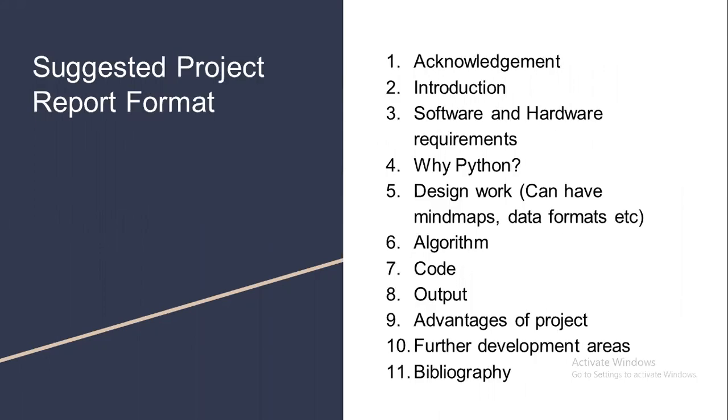Okay, next one, what are the things? First, acknowledgement, that I will tell you later. Introduction: what is your project? The abstract you are going to submit is about your project, that is the introduction. Then software and hardware requirements. That is a very easy thing, not an issue. For example, this much RAM is needed, this much hard disk, this processor. That is the hardware requirement. Software means Python and MySQL connectivity. If you are using Kivy, or Tkinter or any other GUI module, you can add it also. That is not an issue.